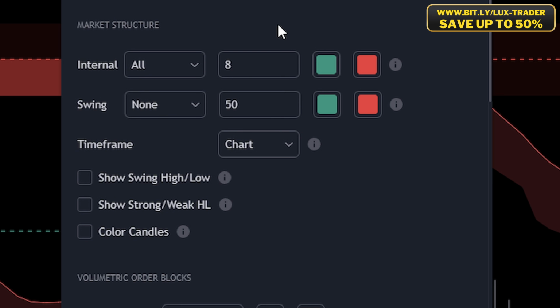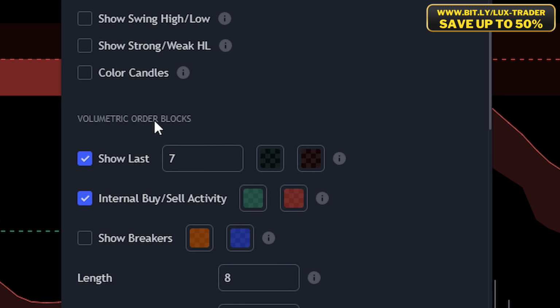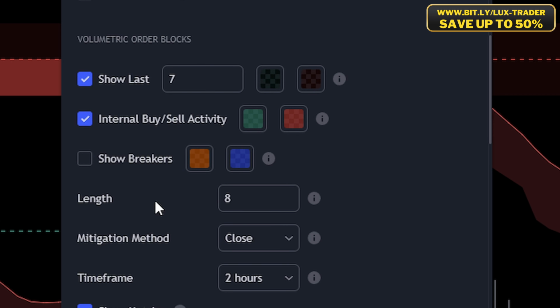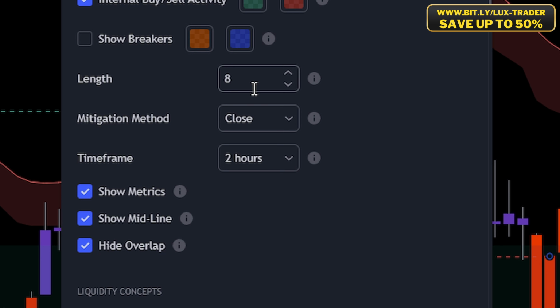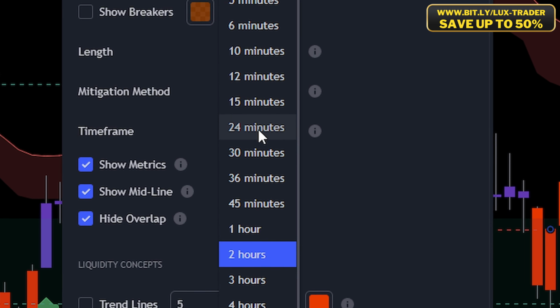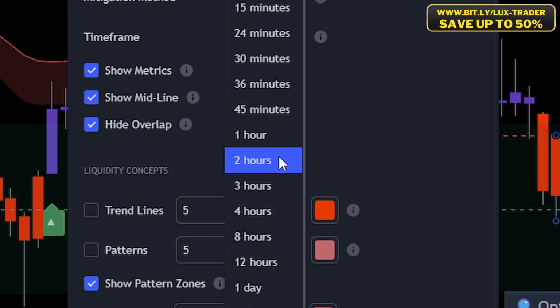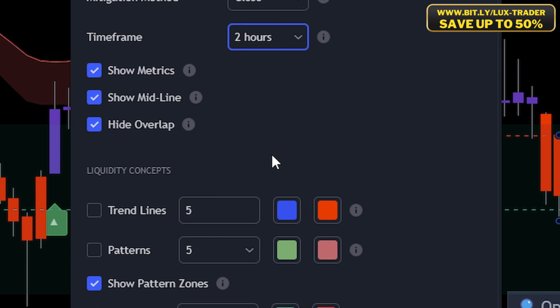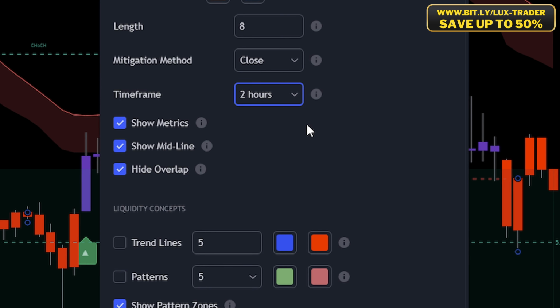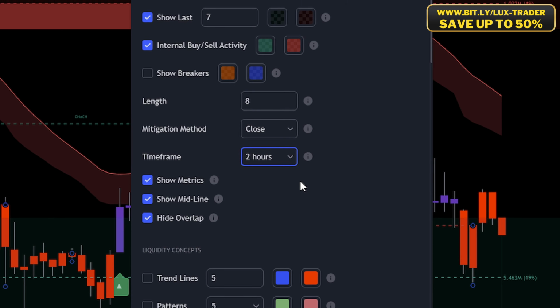For example, when trading Bitcoin on lower time frames like 5 or 15 minutes, I am using a value of 10. The same principle applies to order blocks. Depending on your asset's volatility, use a length between 5 and 10. For the time frame, ensure you use a time frame that is 2 to 4 times higher than the one you're currently trading on. Since I trade on the 1-hour time frame, I use the 2-hour time frame for order blocks. Remember, you should adjust these values based on your specific asset and time frame.